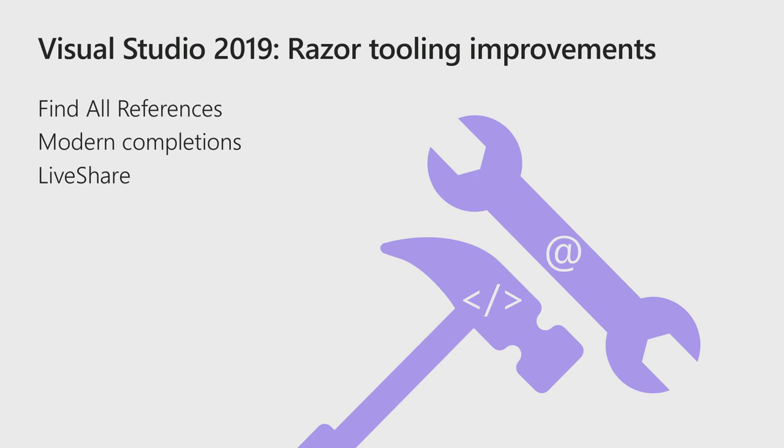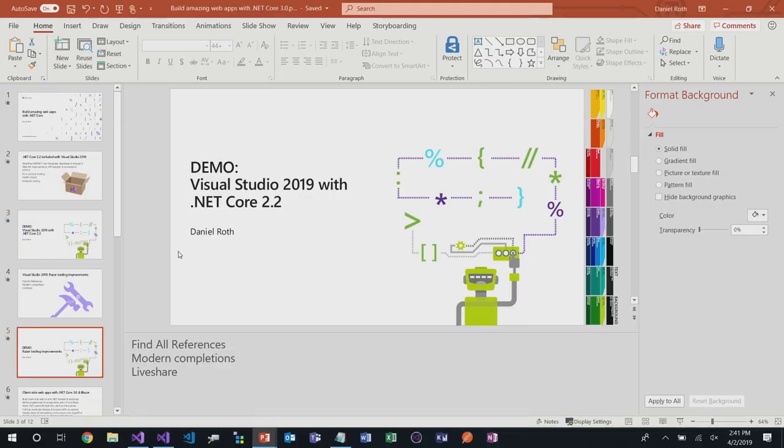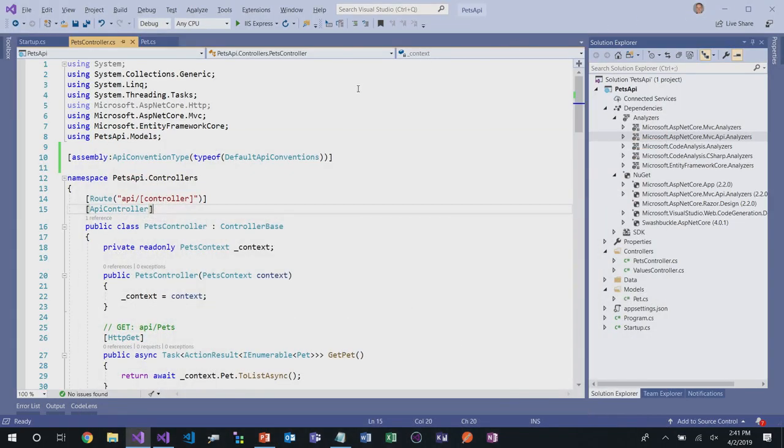There are also a bunch of really great Razor tooling improvements in Visual Studio 2019. Razor is the format that we use to generate HTML dynamically using a combination of HTML and C#. Some of the improvements that we've added for Razor in Visual Studio 2019 is support for find all references, modern completions, and of course, live share. So let's go take a look at that. All right, back to Visual Studio 2019.